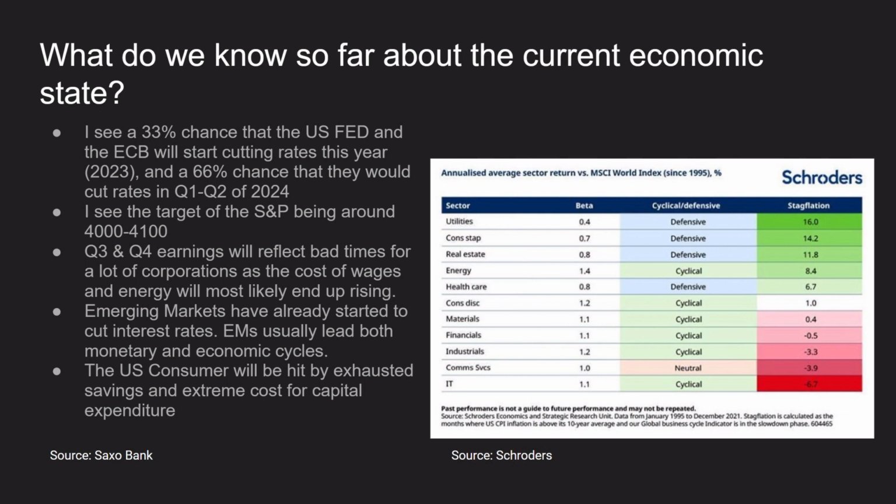So if we do get a hike this year and no rate cuts next year, we'll see a lot of issues going on with the S&P and all that kind of stuff. If we do end up breaking 4,000, we go way, way, way lower.